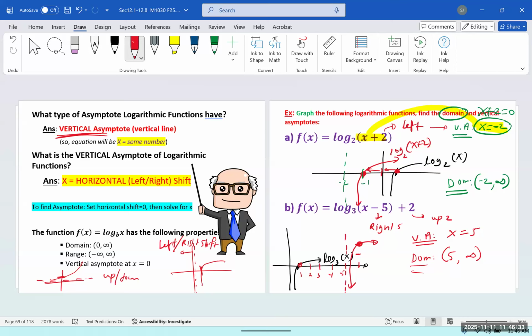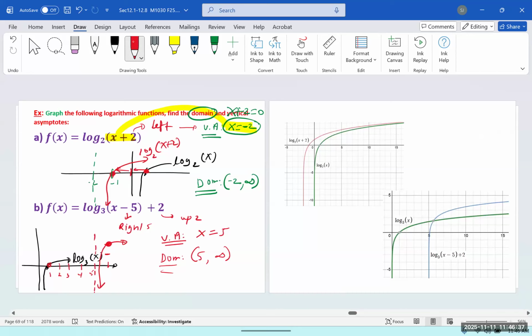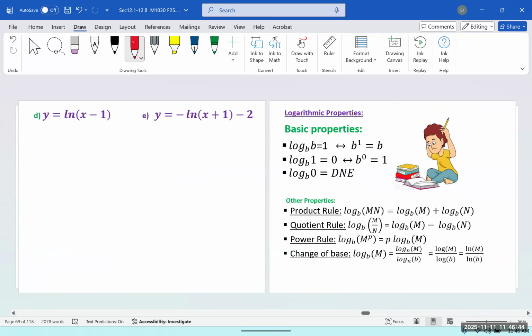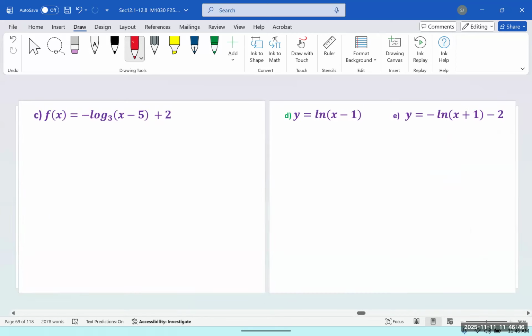Any questions? And these are the actual pictures. Three last questions.